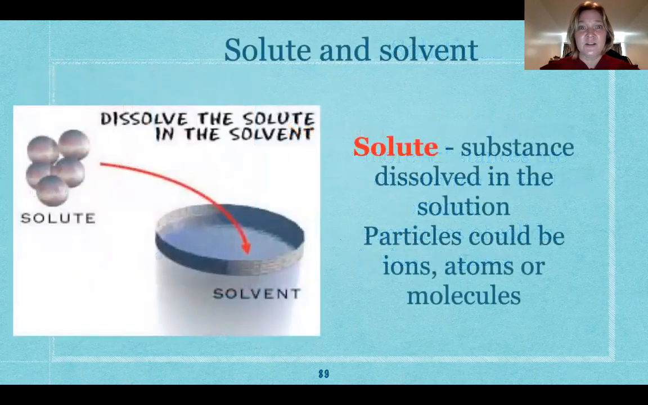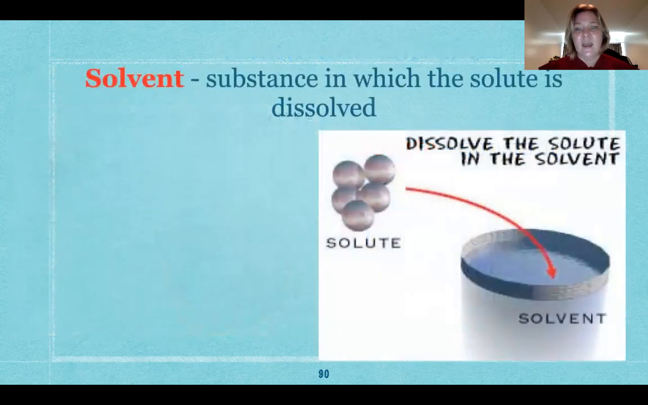There's two parts to a solution, the solute and solvent. The solute is the substance that's dissolved in the solution. The particles of the solute can be ions, atoms, or molecules. And the solute then is dissolved in the solvent. It's usually a liquid, and in biology, it's almost always water.